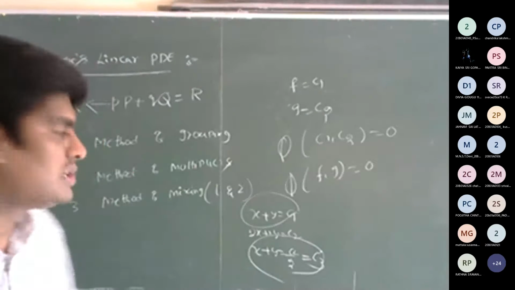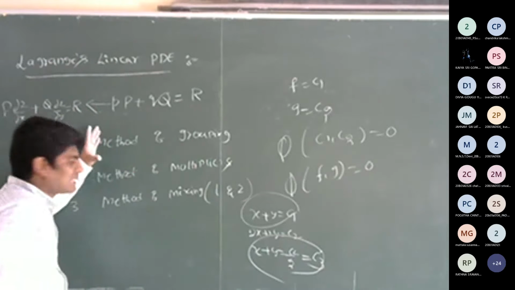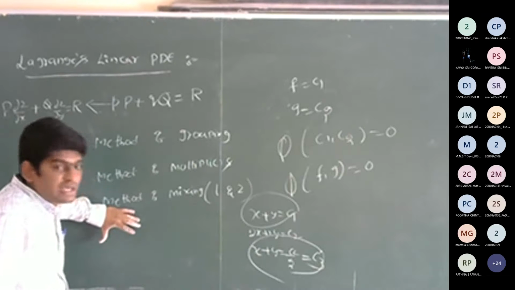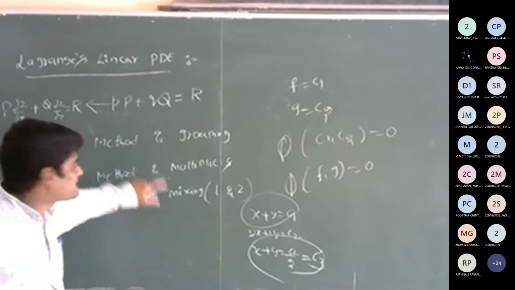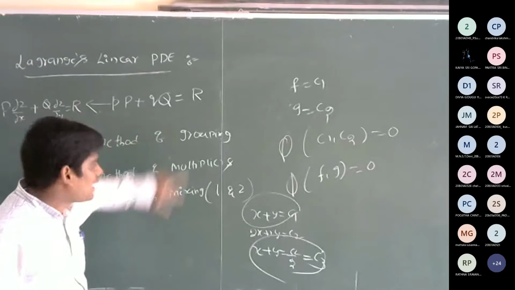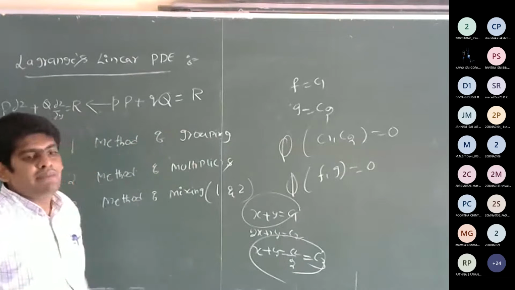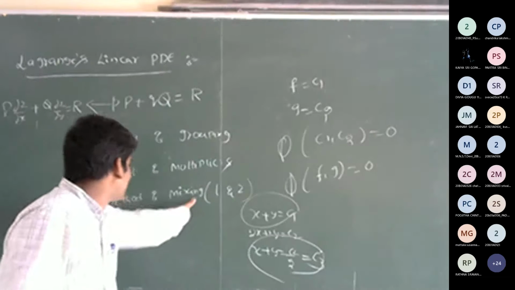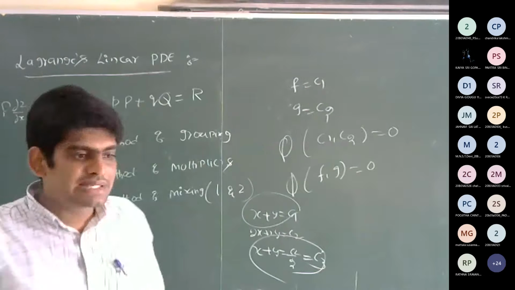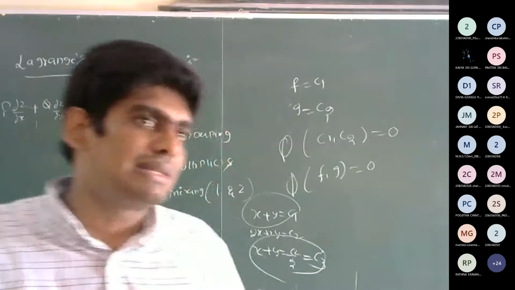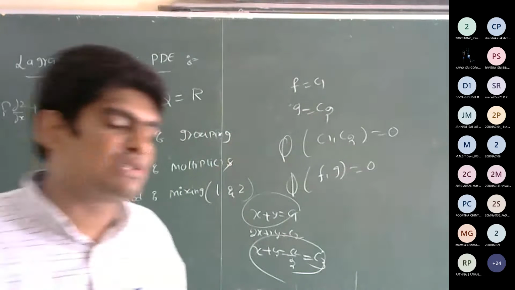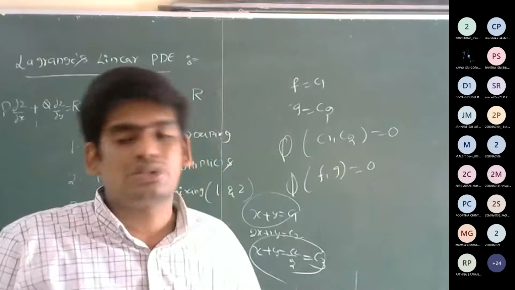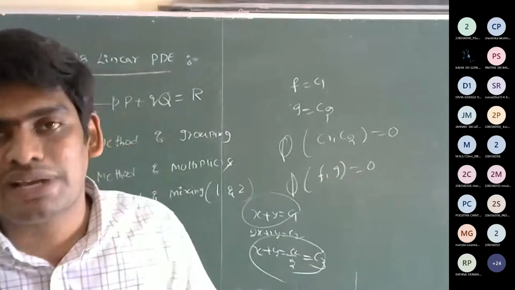So for the solutions we use the method of grouping, next the method of multipliers, and the method of mixing. That means one solution is obtained by using method of grouping, and another solution is obtained by using method of multipliers. Because of that, it is called the method of mixing. Method of mixing is nothing but method of grouping and method of multipliers combined. Such a solution method is called the method of mixing.